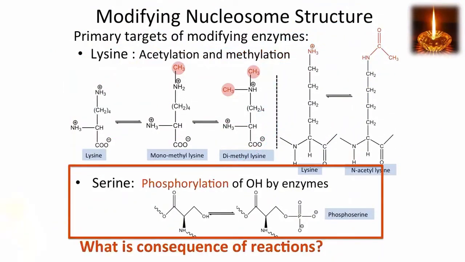With serine, it's different. You can introduce a negative charge. Serine is normally neutral. It's an OH. You can create phosphoserine that has a negative charge. And how is that going to interact with DNA? It's going to repel the DNA. So these reactions can either stabilize or destabilize the interaction of histone molecules with the DNA. It can even change the interaction of histones with each other.